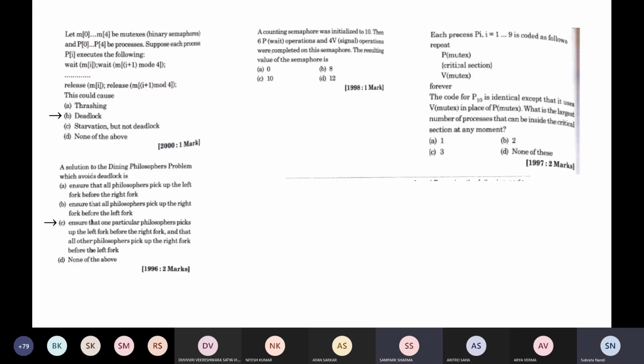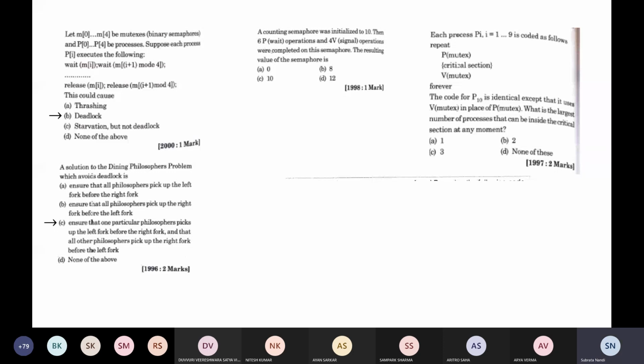What it says, you see, is that there are a total of 10 processes. Now the first 9 processes are executing the given P and V, the critical section within P and V. That is what should be the case. But P10 is executing V mutex in place of P mutex. So it may be a V mutex, critical section, and V mutex, whatever.